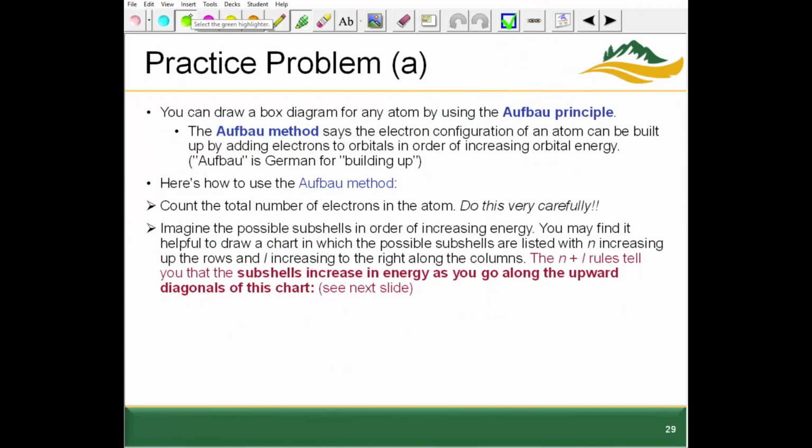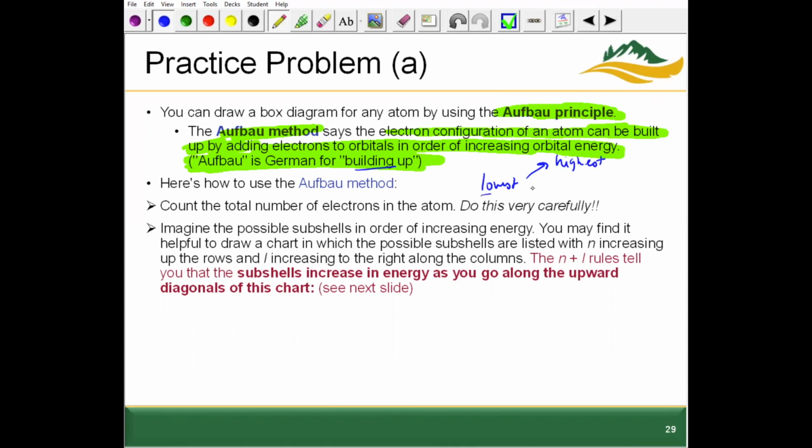Then continuing on, a reminder of the Aufbau principle again. The Aufbau principle says the electron configuration of an atom has to be built up by adding electrons to orbitals in order of increasing orbital energy. Aufbau is German for building up. So building up, lowest energy through highest energy. Lowest energy through highest energy is the Aufbau principle.